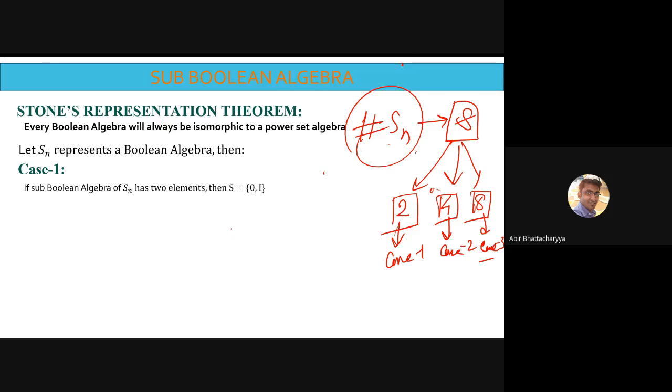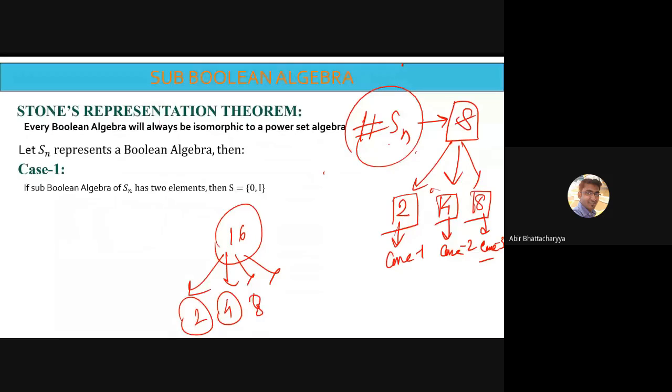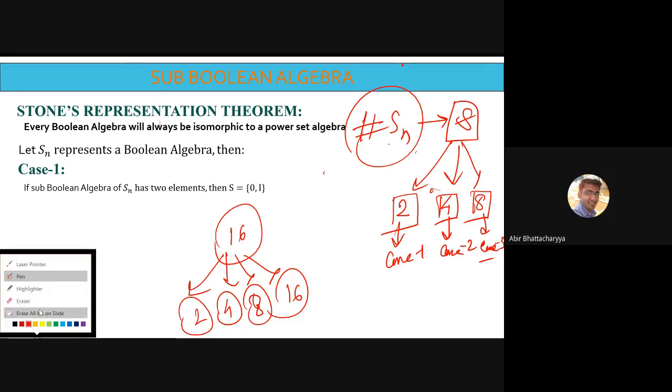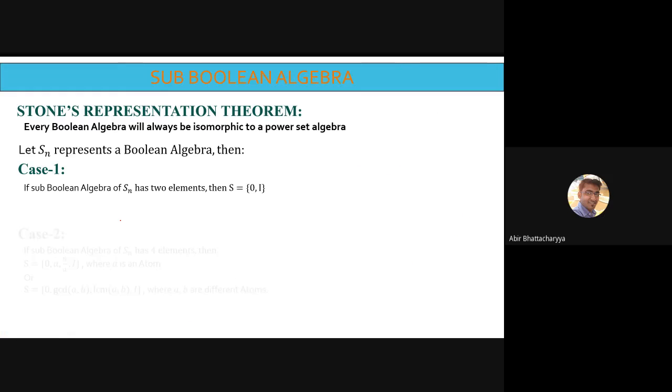Now, if suppose I have a Boolean algebra with 16 elements, then we can classify them into 4 cases. One is for 2 elements, one is for 4, another one is 8, another one is 16. If I increase the number of elements of the Boolean algebra, the cases will increase accordingly. Now we will discuss each case, and according to the case, we will count the number of sub-Booleans. So your target is to count the number of sub-Booleans. Also, we have to express a specific structure for sub-Booleans. Right. So let's go for case number 1.